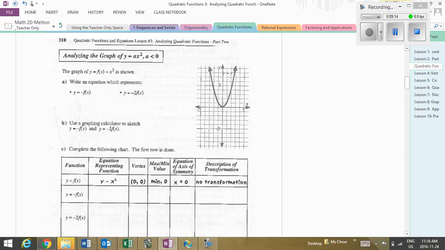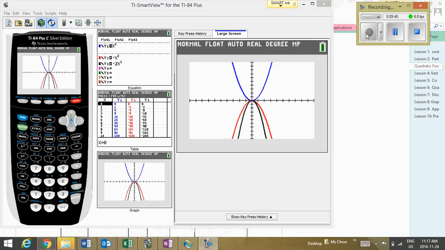So if f of x, if we're back to y equals x squared, then if we apply a negative coefficient, we're looking at y equals negative x squared. And in this case, we're applying both a negative and a factor of 2, so y is equal to negative 2x squared. So let's take a moment and put those into our calculator to see what the effect is. So we can see I've got y1 is just your standard function, y equals x squared. That's in blue, so it opens up with the vertex on the origin.